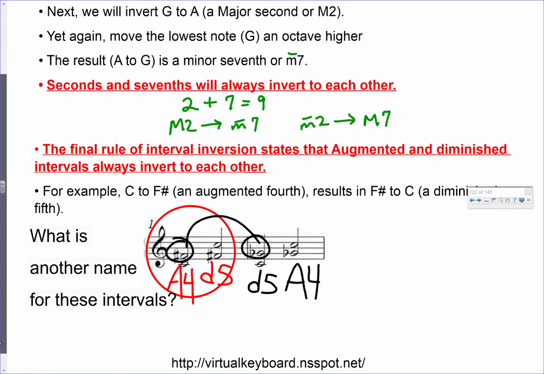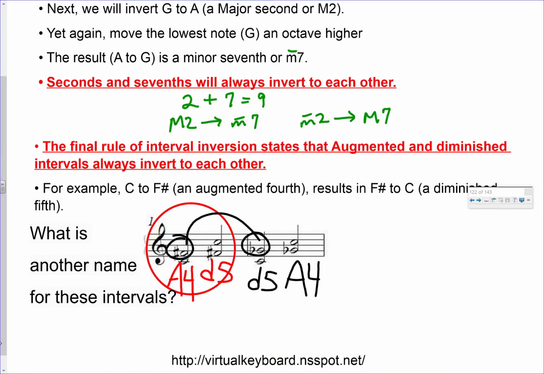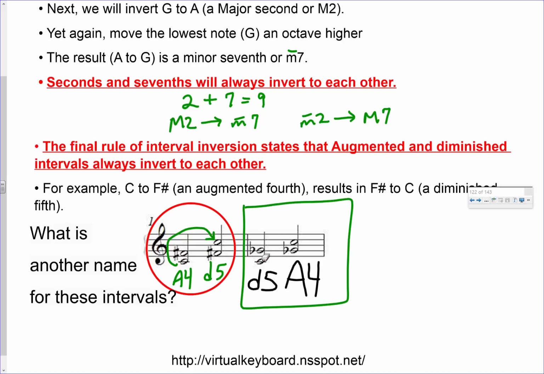Here it is visually. In our first example here, we have an A4, C up to F sharp. If we take the C and move it up one octave, our interval is now a D5. In this next measure over here, we start out with a D5, a C up to a G flat, move the C one octave higher, and now the interval is a G flat to a C, resulting in an A4.